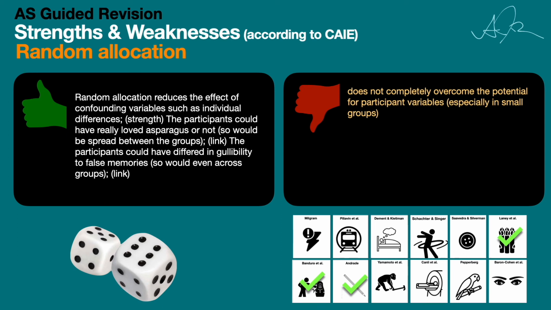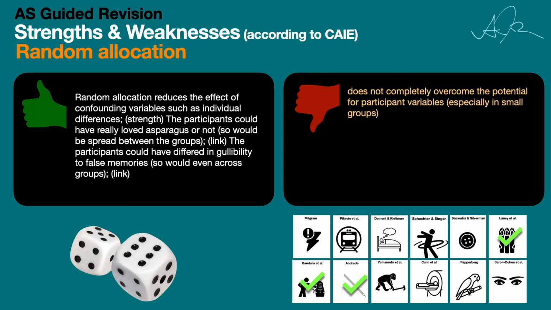The weakness here is that it does not completely overcome the potential for participant variables. So just like we talked about with independent groups before, you might just get unlucky. And this is especially true when you have smaller groups. So maybe the people who were allocated in one group had a specific ability that those in the second group did not have. Again, I just want to repeat, please do not confuse random allocation with random sampling. As a matter of fact, don't worry too much about random sampling because we've seen no studies with it. In A2 year, we might.